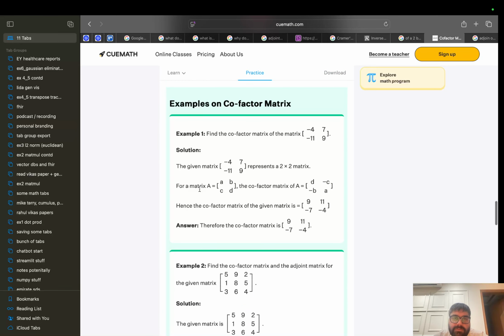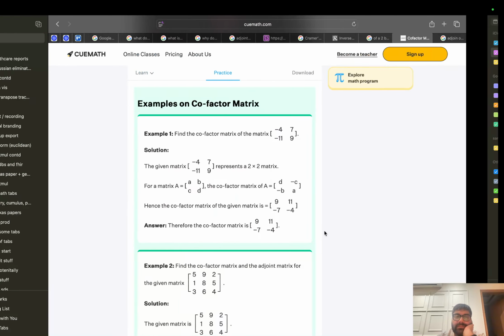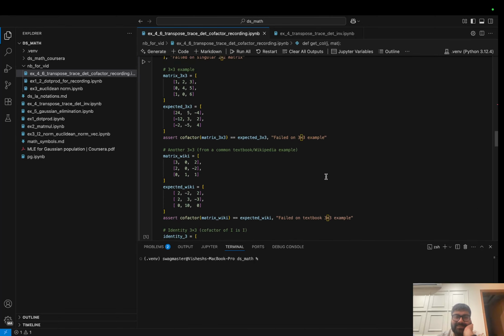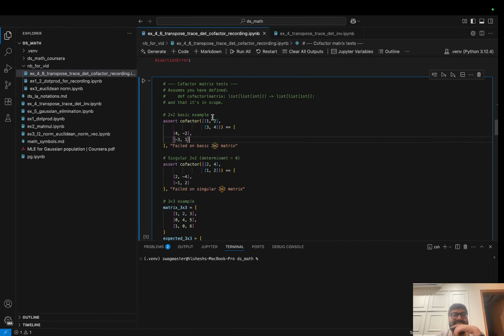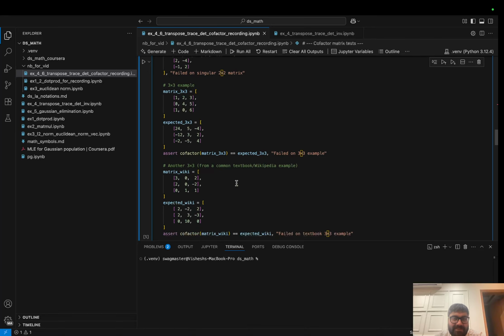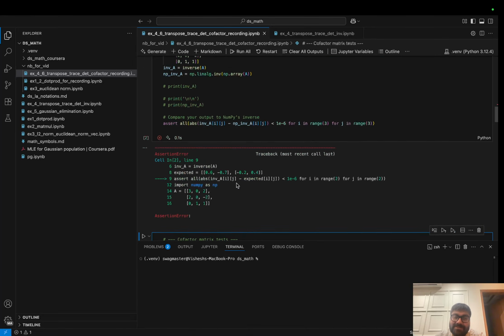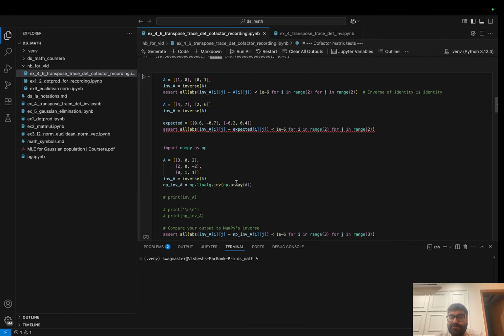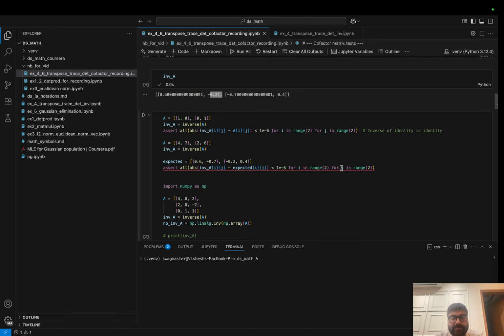Represents a 2x2 matrix for matrix A, B, C, D. Is D negative C negative B A? Oh, okay. Hence the cofactor matrix of the given matrix is. Okay. That means ChatGPT screwed us yesterday and just gave us cofactor matrices that are actually adjoints. That's what they've done here. That's so much for trusting ChatGPT, right? Gotta be careful. Gotta be careful, guys.